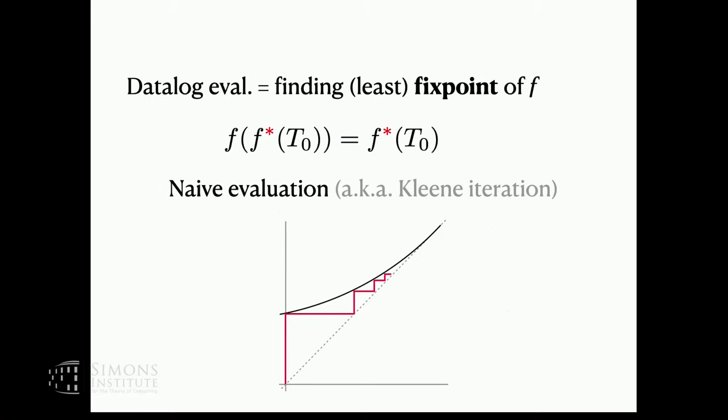Going back to Datalog evaluation, our goal is to find the fixed point of some vector function f. The standard implementation is the so-called naive evaluation, also called Kleene iteration. Literally, we just apply f to empty, and then again and again until we converge. This is the standard way, and it's actually pretty efficient because we can parallelize and vectorize it, so it can have a really efficient implementation.